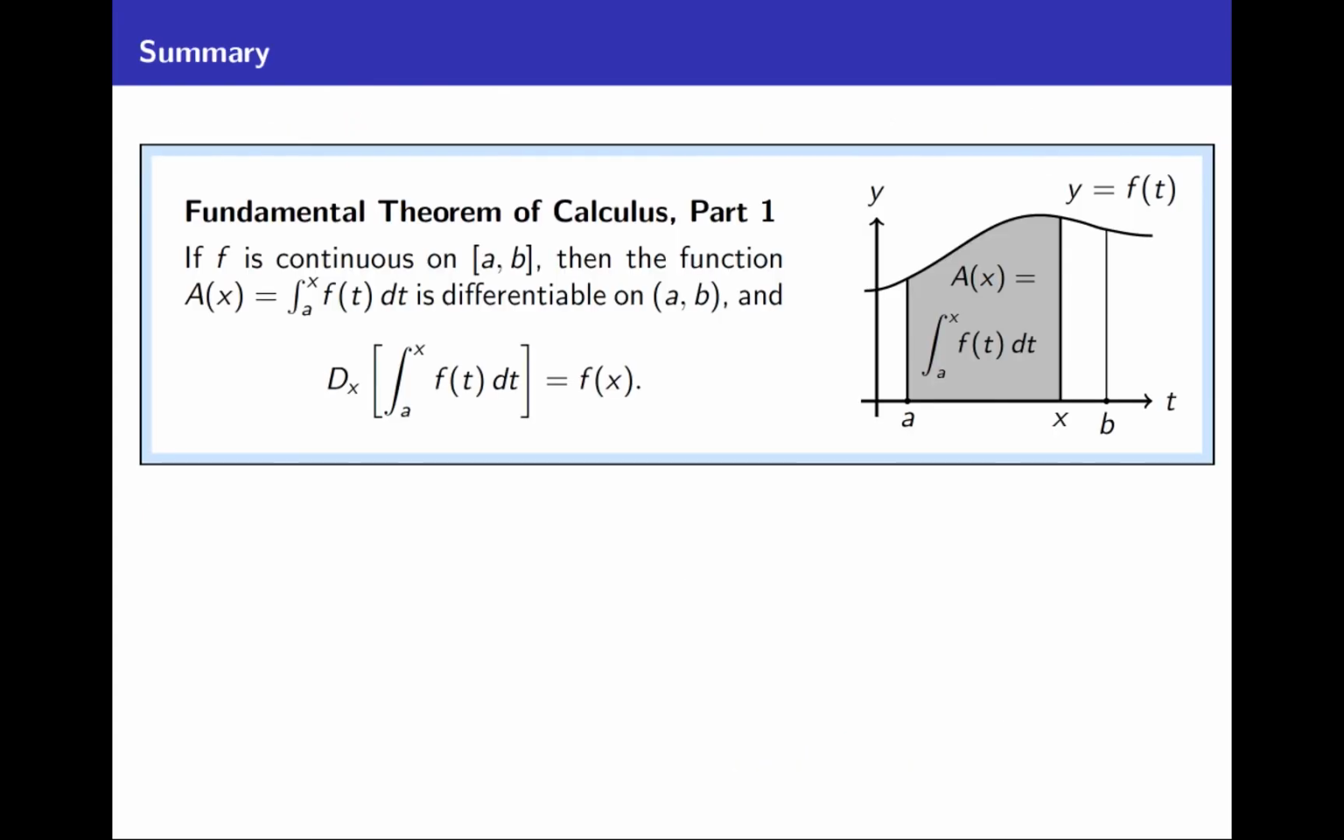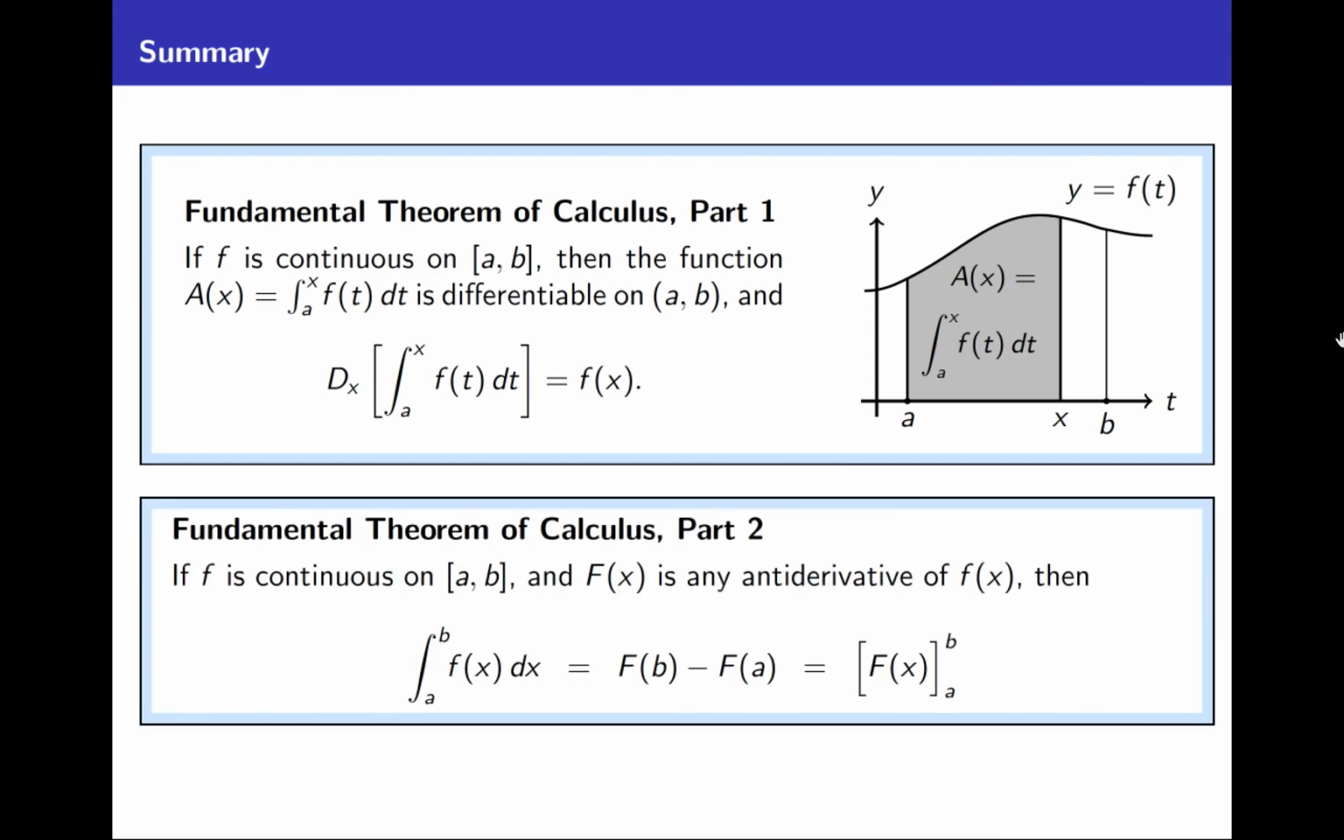That's it for today, and we've covered a lot of ground. We talked about the Fundamental Theorem of Calculus, Part 1, which says the derivative of this integral equals f of x. And from it, we got the very useful Fundamental Theorem of Calculus, Part 2, that says that the integral from a to b of little f of x dx equals big F of b minus big F of a, where big F is any antiderivative of little f. And we can abbreviate that as big F of x from a to b.